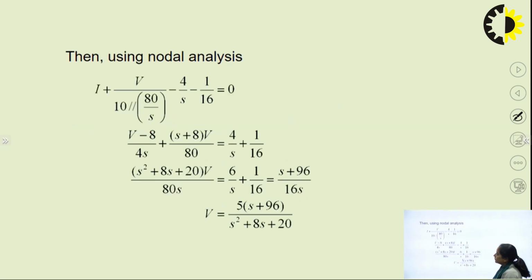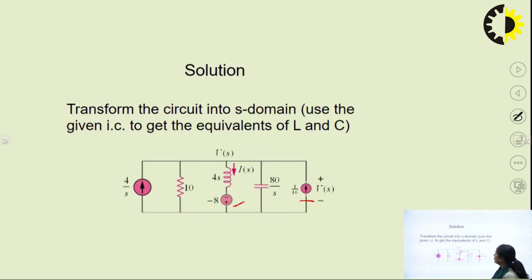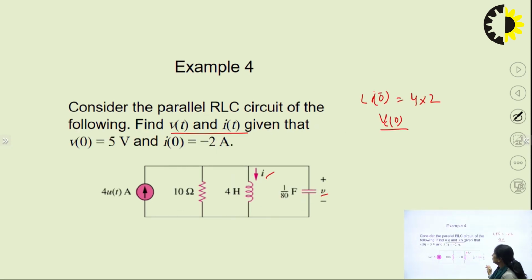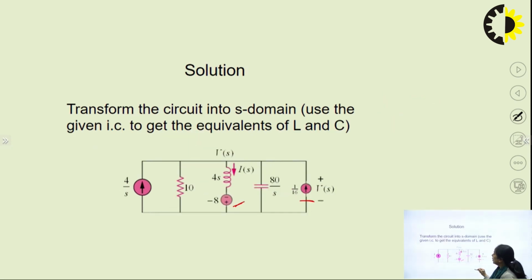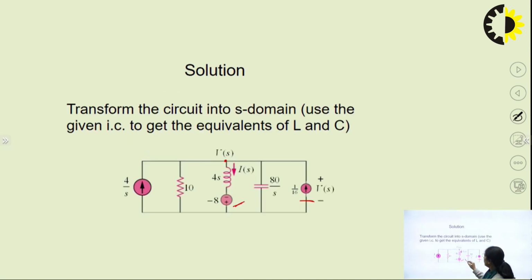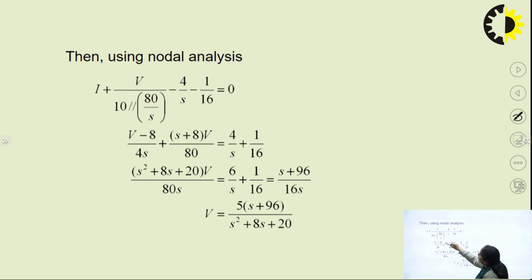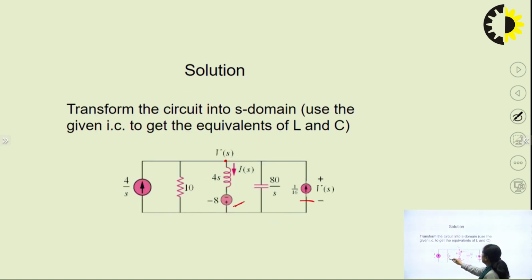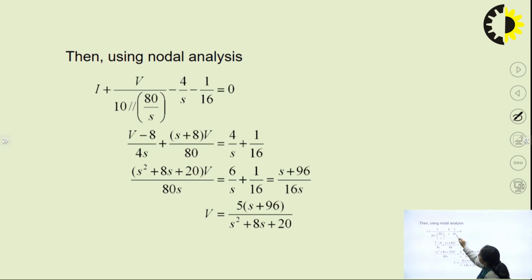Now using nodal analysis, what you need to calculate is V(t) and I(t). Here nodal analysis has been applied: I plus V divided by 10 parallel 80 by s, minus 4s, minus 1/16, is 0. Using this, V has been calculated. V is 5s plus 96 divided by s square plus 10s plus 20.